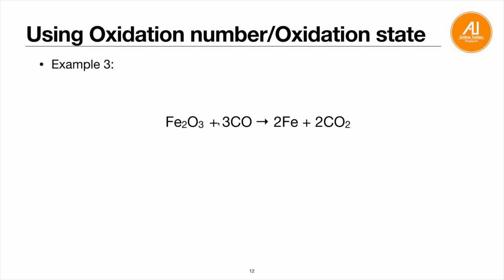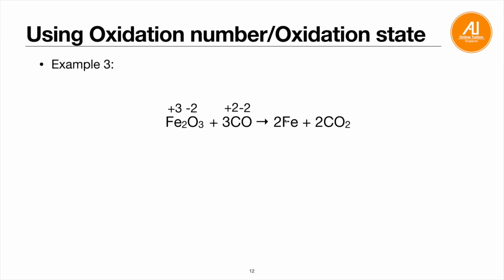Let's write out the oxidation numbers. We always start from oxygen first, because oxygen most of the time remains as minus 2. If you reverse cross, iron must be plus 3, so everything adds up to 0. Then CO: oxygen is minus 2, so carbon must be plus 2. The 3 in front is not important, it's just for balancing the equation, so just ignore it.